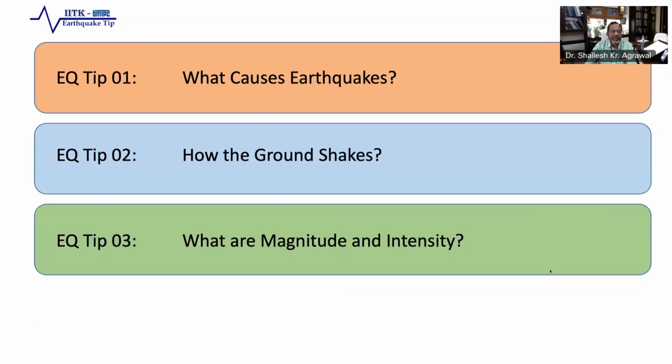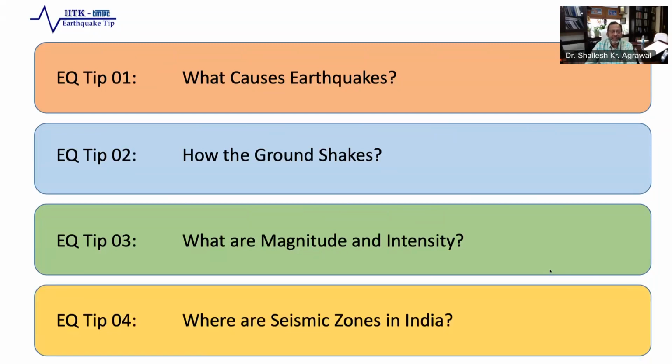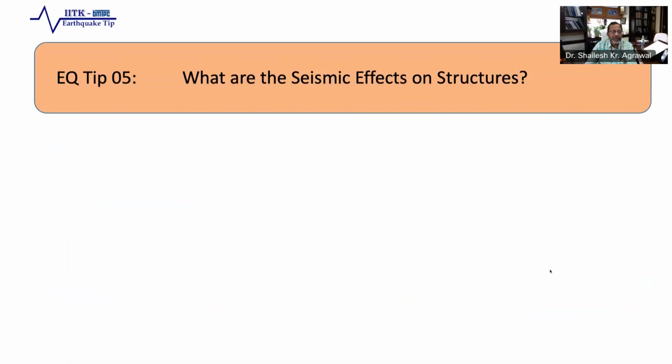Earthquake tip number 3 is associated with various terminologies we are often confused with, such as magnitude, intensity, focus, epicenter, etc. The fourth tip contains information on seismic zones of the country and how they evolved. Tip number 5 tells you how earthquake shaking is converted into lateral earthquake force equivalent to inertia force and how it is different from the classical vertical or gravity load design.